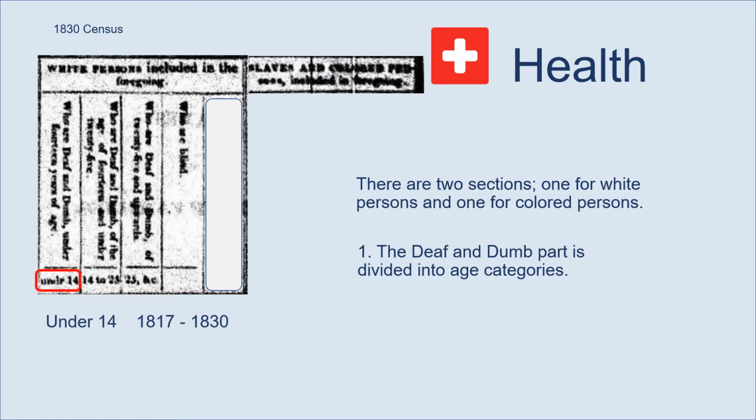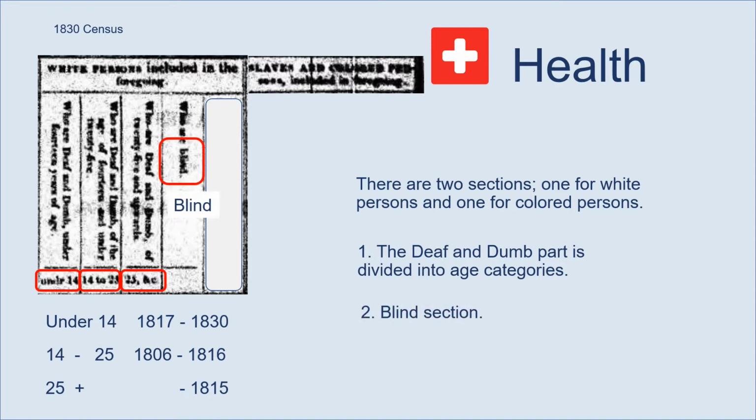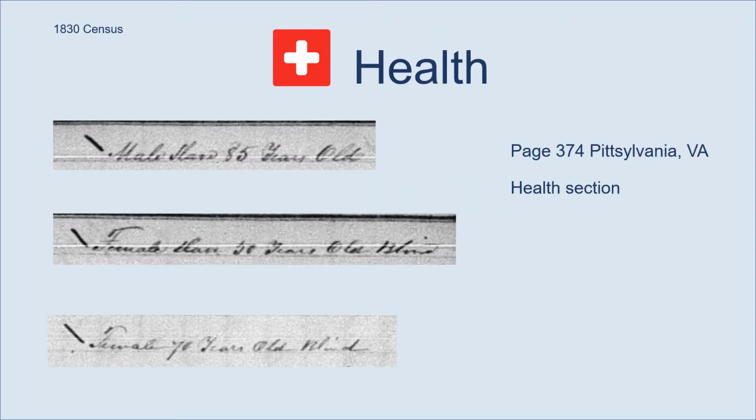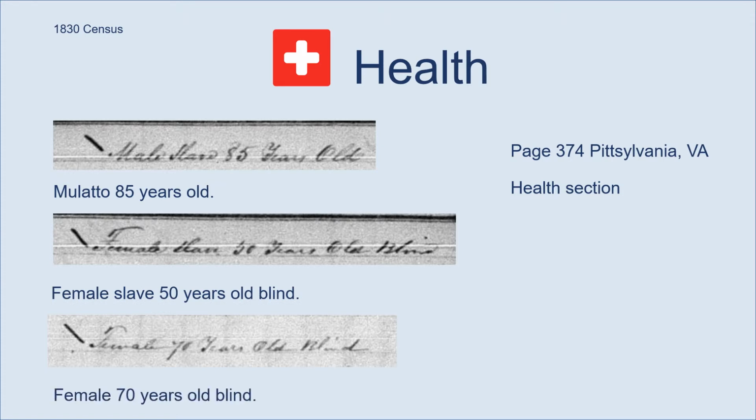Under 14, they were born 1817 to 1830. 14 to 25, they were born 1806 to 1816. 25 and older, they were born 1815 and earlier. Blind section. These comments were found on page 374 in Pennsylvania, Virginia in the health section. Mulatto, 85 years old. Female slave, 50 years old, blind. Female, 70 years old, blind.